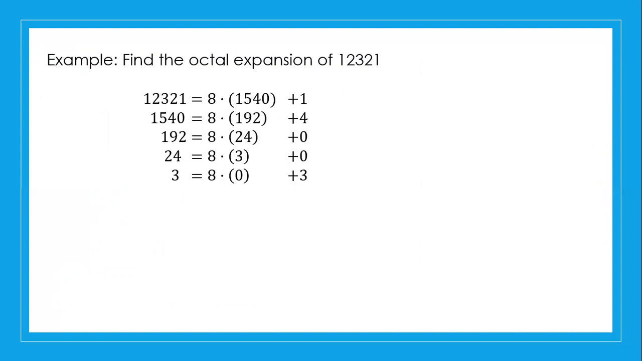Bring the 192 down, divide by 8. Remainder 0. Bring the 24 down, divide by 8. You get a 0. Bring the 3 down, divide by 8. It can go in there 0 times, remainder of 3. So we get the octal expansion 30041.